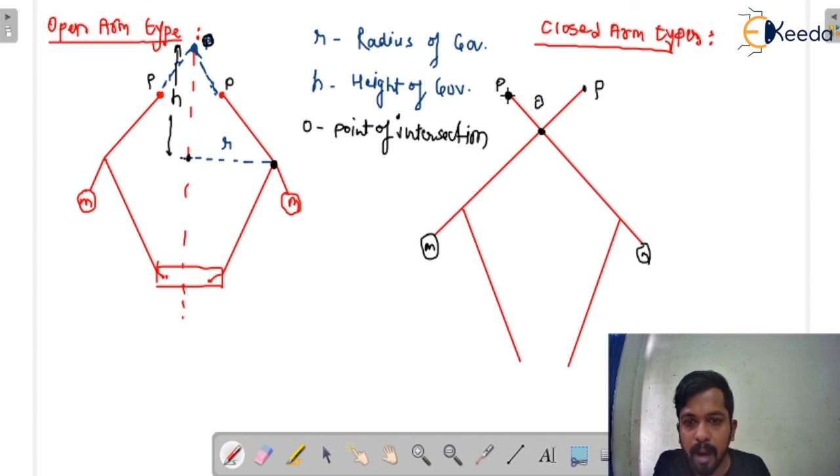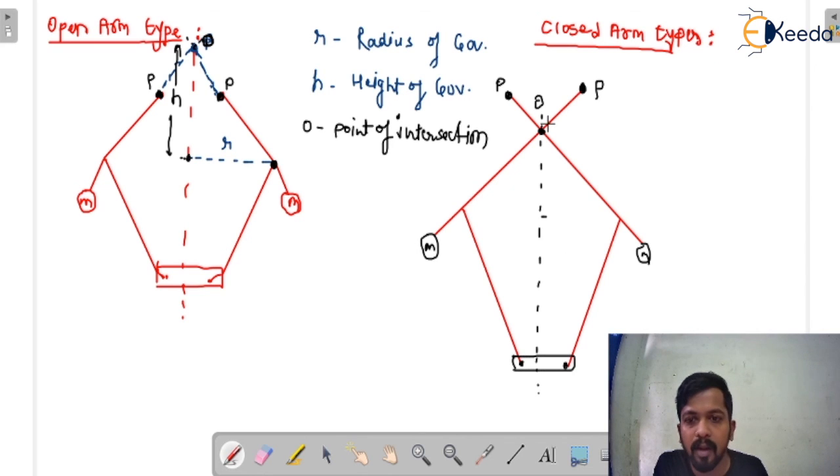This is the pivot point where the arm is going to be pivoted, and when the arms intersect each other like that, that would be the point of intersection. So always we have to measure the height from the point of intersection to the center of rotation, and this is the axis of the spindle about which it is going to be rotated, and this is the sleeve.